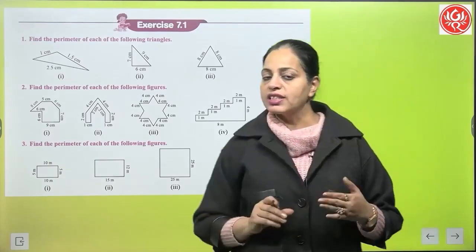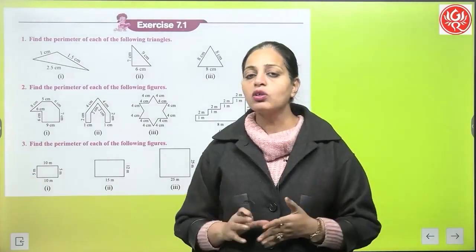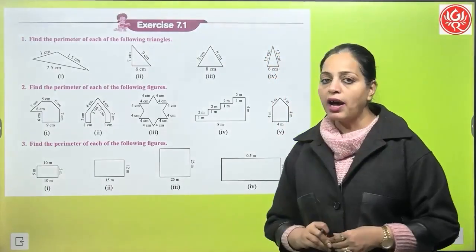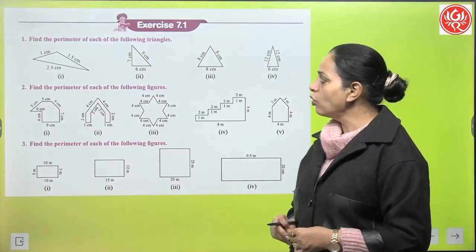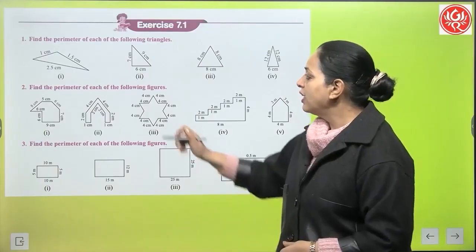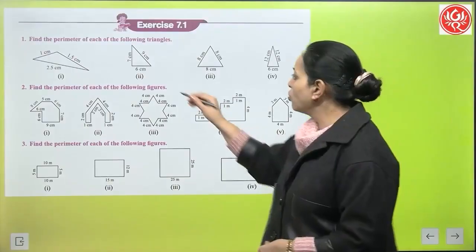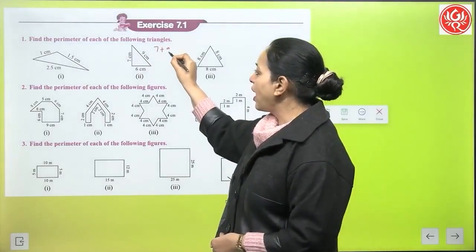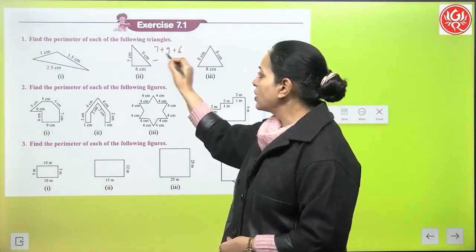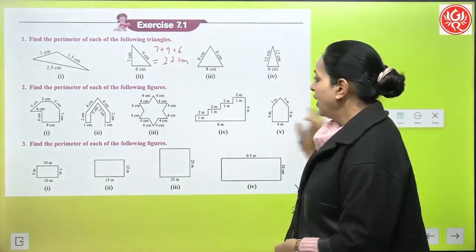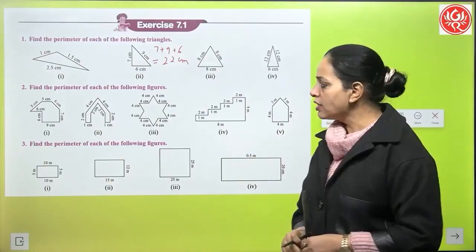Now we are coming to exercise 7.1 based on such type of examples. Like question number 1: Find the perimeter of each of the following triangles. Like here, second part, 3 sides are given. So what to do? 7 plus 9 plus 6. So 16 plus 6, 22 centimeter. You can try the remaining parts, right?